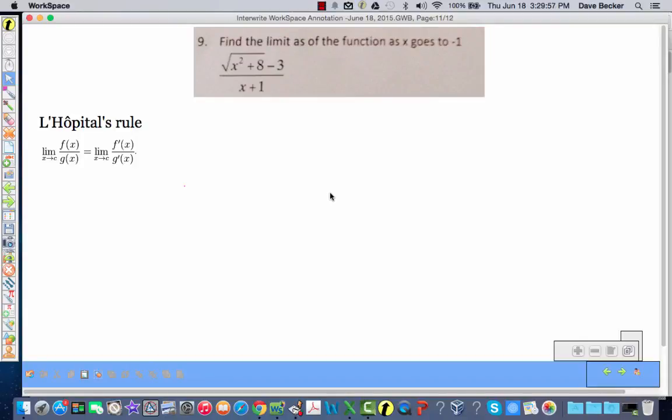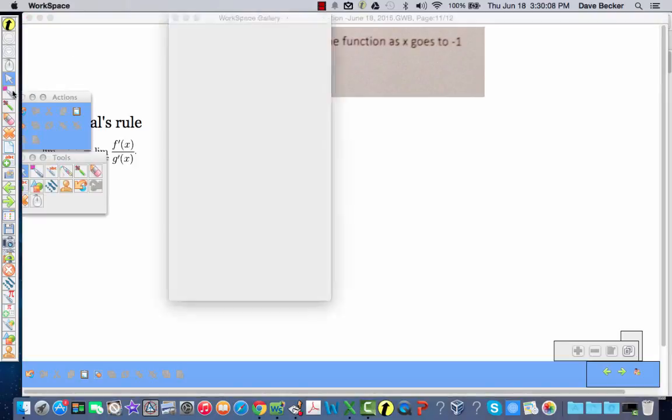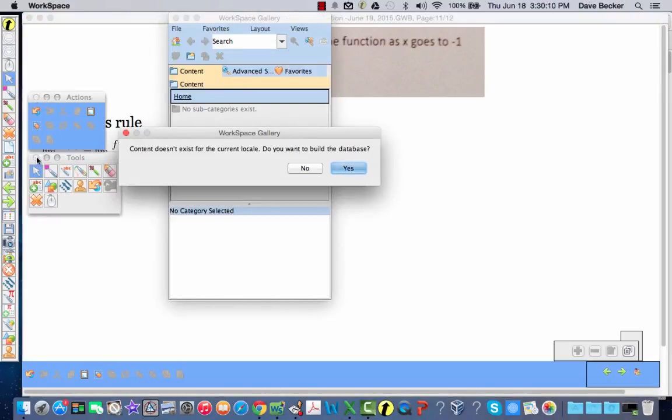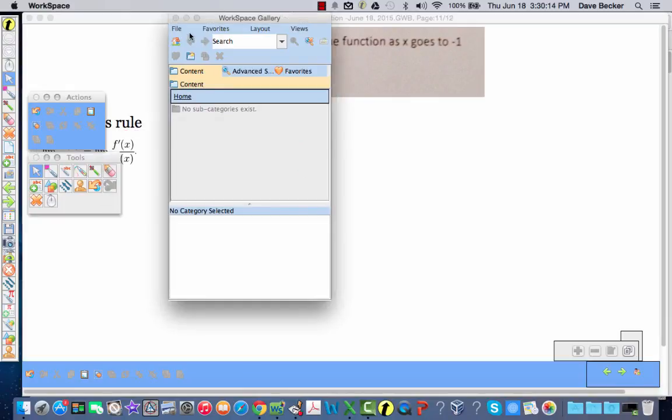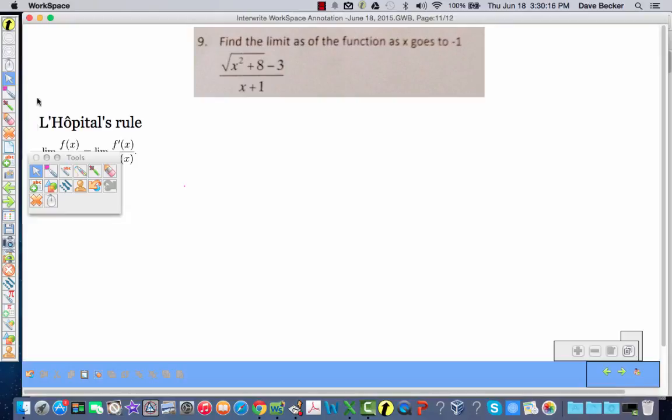Hey Annie, I figured out how to do this problem number 9. Actually, I had known about L'Hopital's rule, but I thought I had a more algebraic way instead of using calculus to do it. Okay, so this is L'Hopital's rule, and it looks horrible, but it's really pretty easy.